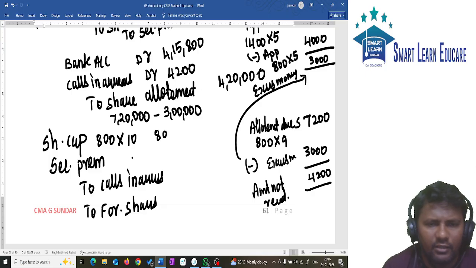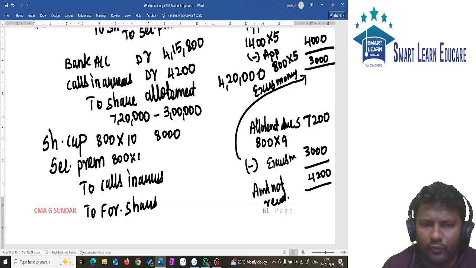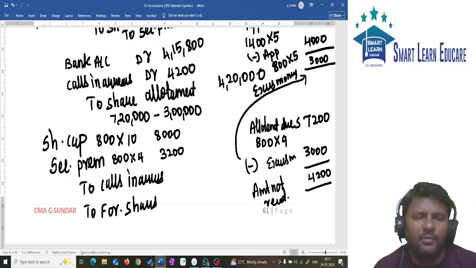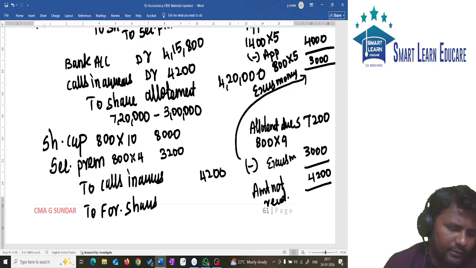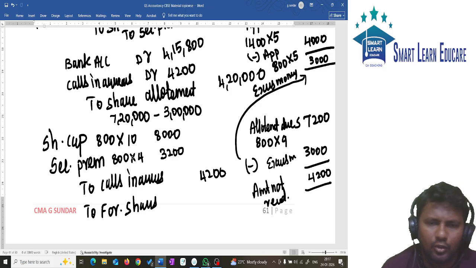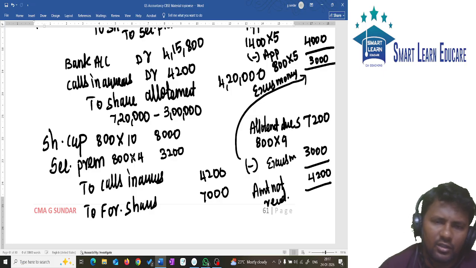800 into 10 will give you 8,000. And securities premium, 800 into 4, will give you 3,200. But the debit total is how much? 11,200. Calls in arrears amount is 4,200. Out of 11,200, calls in arrears minus 4,200, you will get how much? 7,000. What is this 7,000 for?